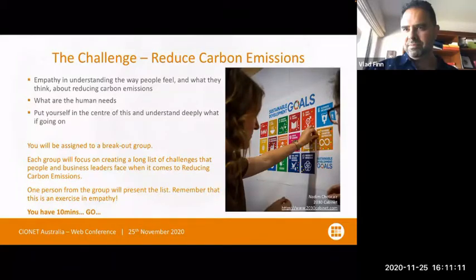The reason we're doing this is because as we go through today, in the next hour, you'll get a deep understanding of the benefits of design thinking and how it can be used to reduce carbon emissions and many, many other SDG-aligned or impact-aligned outcomes that we will achieve.